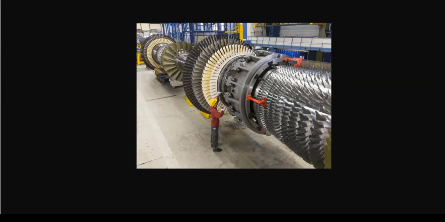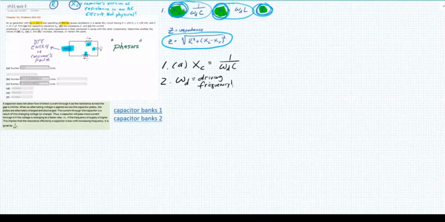So back to the problem. Now you know where that comes from: the power plant using that gigantic turbine. So the driving frequency is going to be equal to 2 pi f, birth of a radian. So now if that's the driving frequency, I can say this.